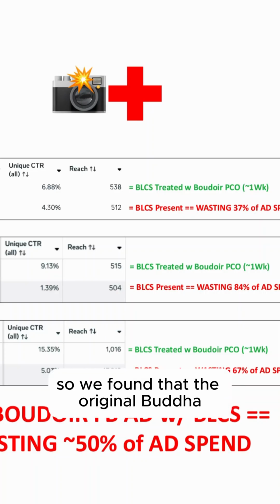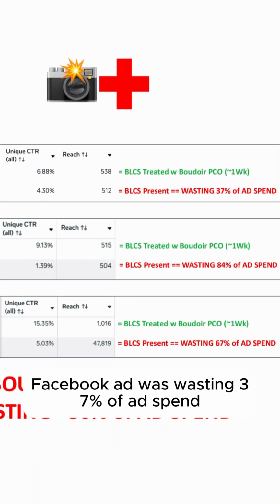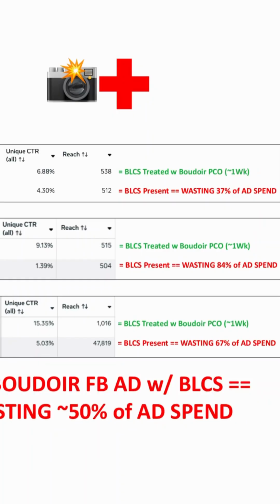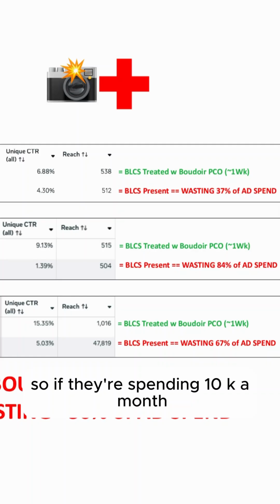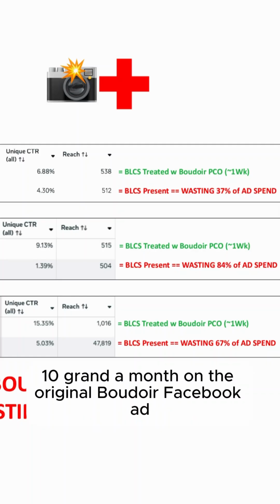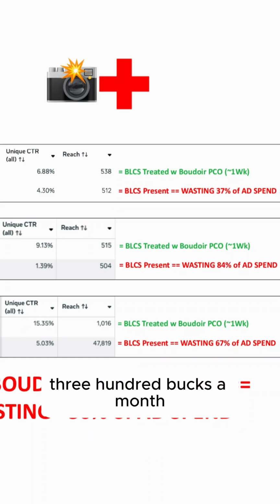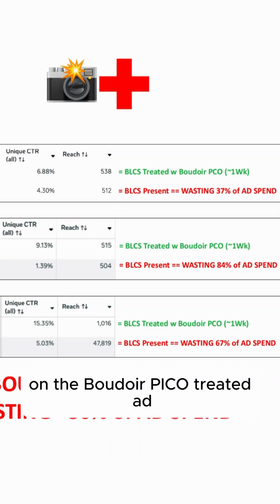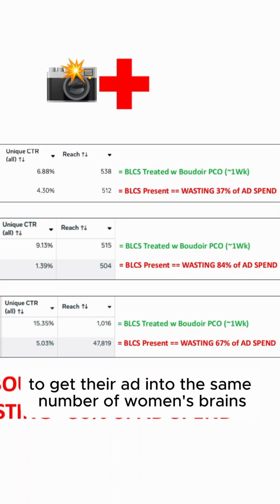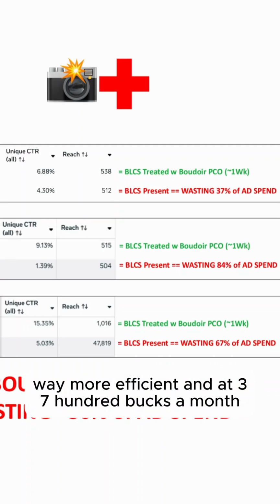So we found that the original Boudoir Facebook ad was wasting 37% of ad spend, literally being wasted. So if they're spending 10K a month, 10 grand a month on the original Boudoir Facebook ad, now they only need to spend $6,300 a month on the Boudoir PICO treated ad to get their ad into the same number of women's brains. Way more efficient.